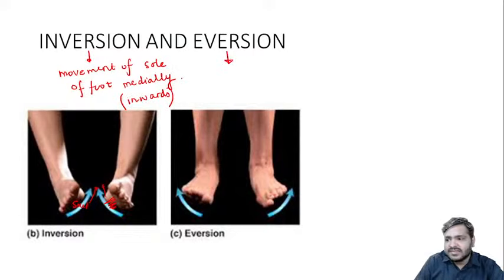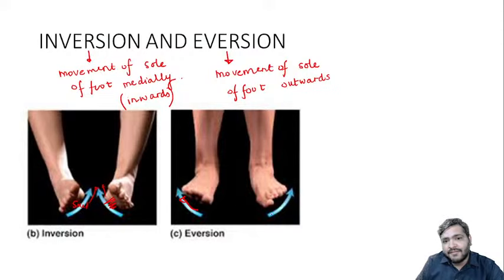And eversion is just the opposite. Remember, it is the movement of the sole of the foot outwards. You can see the sole is going away in the lateral position, so it is the lateral one. It is outwards, lateral. The sole of the foot is going away from the midline, that's why it is lateral, outwards. And inversion, basically, is movement of the sole of the foot towards the midline.